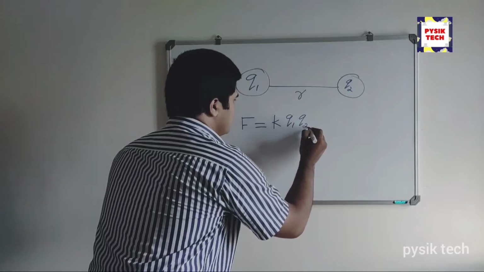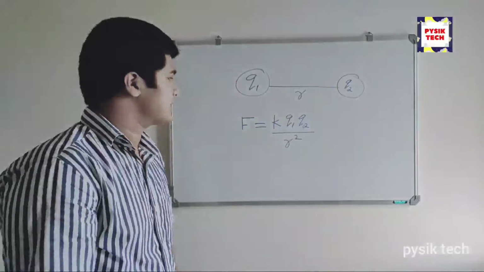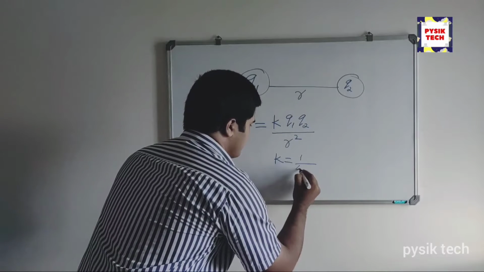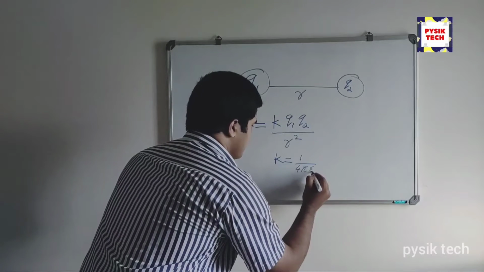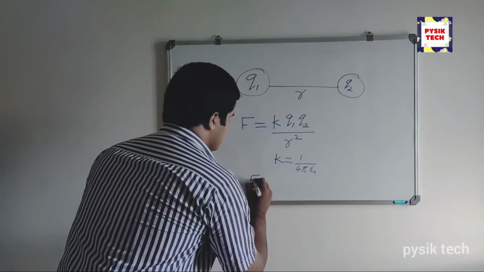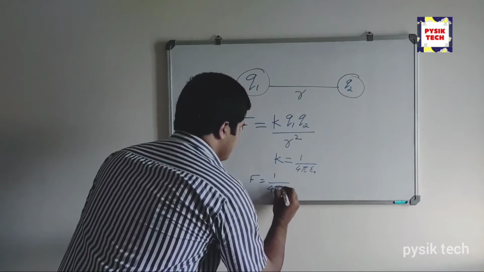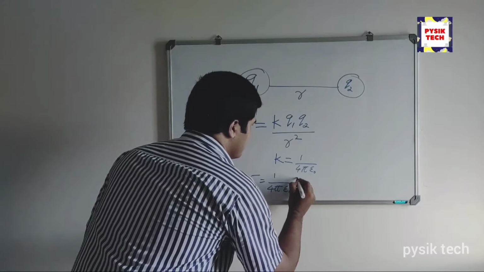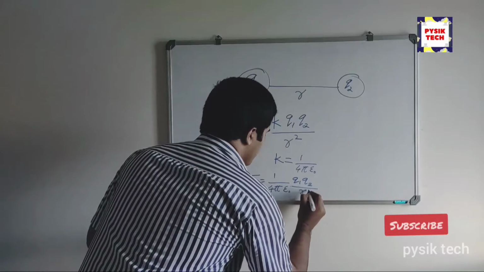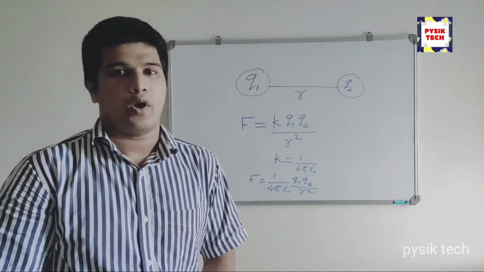Q1 Q2 by r square, where K is equal to 1 by 4 pi epsilon 0. Then our equation will be F is equal to 1 by 4 pi epsilon 0 Q1 Q2 by r square. This equation is known as Coulomb's law.